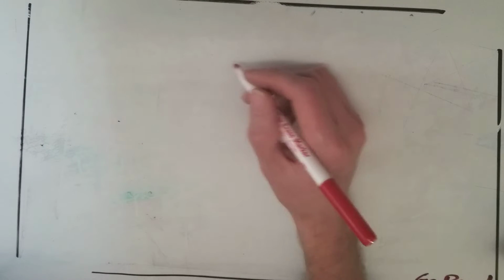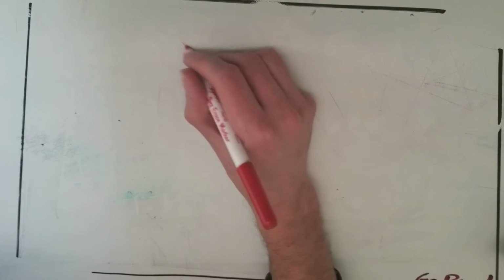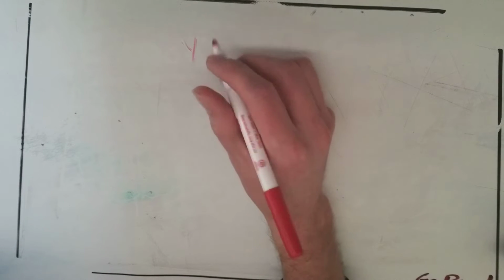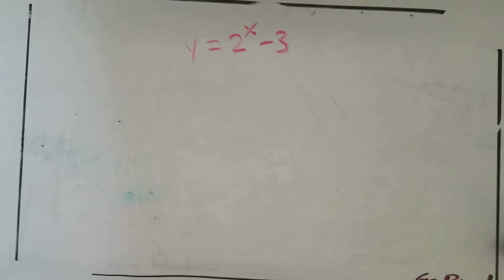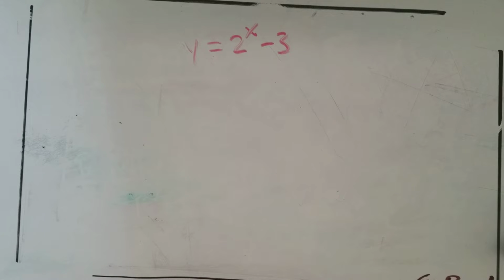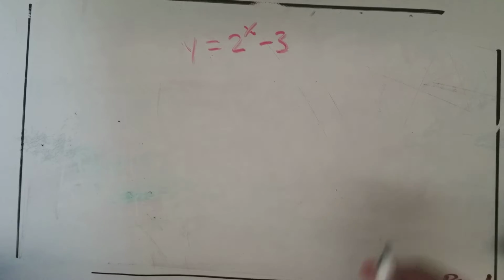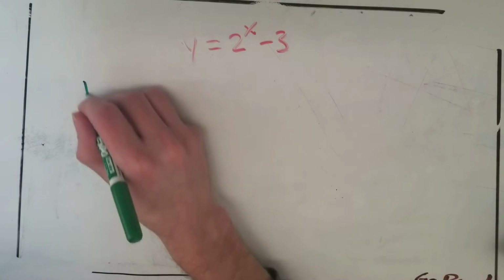So I'm on slide 2 now. Slide 2 says y equals 2 to the x minus 3. Let me look for a better marker. So 2 to the x minus 3, and we are told to create a table, to graph the function, to state the domain and range. So we need a table.